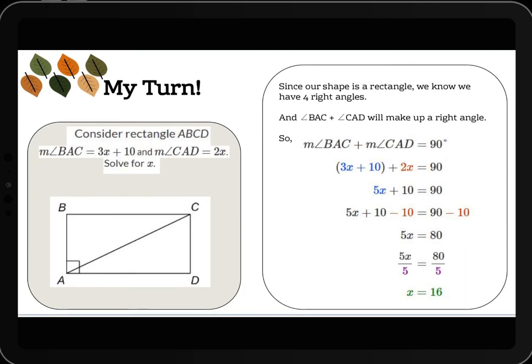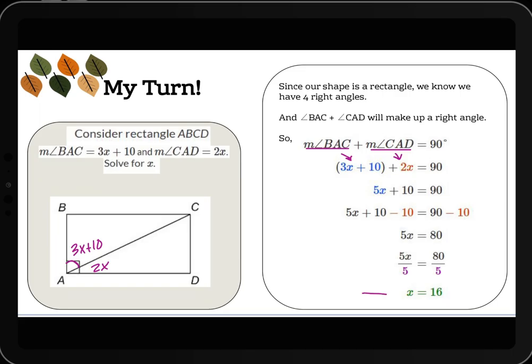So as an example, they're telling us that BAC is this angle right here, and they say it's 3x plus the 10, and this angle right here, they're saying that this is 2x. So they know that they're complementary angles because their sum is equal to 90. So they're substituting 3x plus 10 in for BAC, and they're substituting 2x for CAD. And then they're combining like terms and solving.